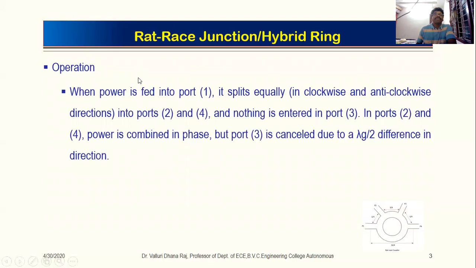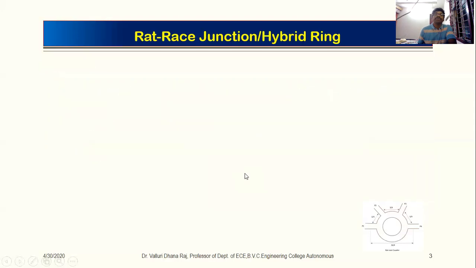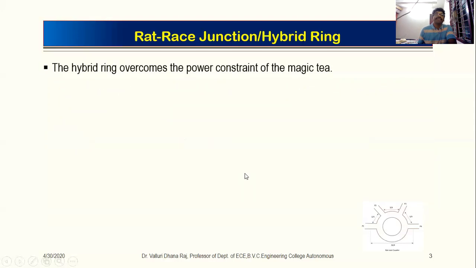So see this operation. When port 1 is fed with power, it splits equally in the clockwise and anti-clockwise directions into port 2 and 4, and nothing enters into port 3. In ports 2 and 4, power is combined in phase, but at port 3 it is cancelled due to lambda g by 2 difference. This is the path difference causing a phase difference of 180 degrees. So out of phase, as a result, both the signals will be cancelled.